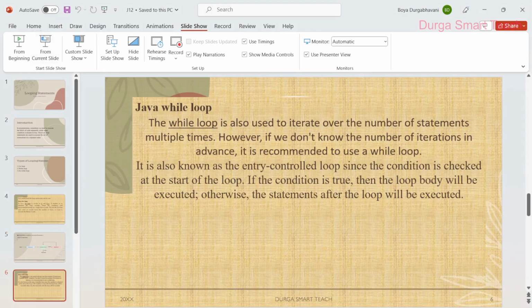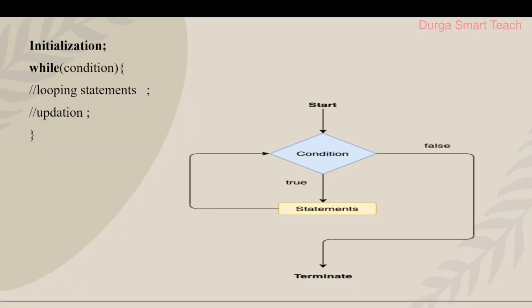Before that, we need to see the syntax. This is the syntax for while loop. It contains initialization, while, which is a keyword, then the condition, and the looping statements, the block of statements, and after that it will go for updation. After updation, again it will go for condition. If the condition is true, statements, updation, again condition. So this loop will be executed until the condition is false.